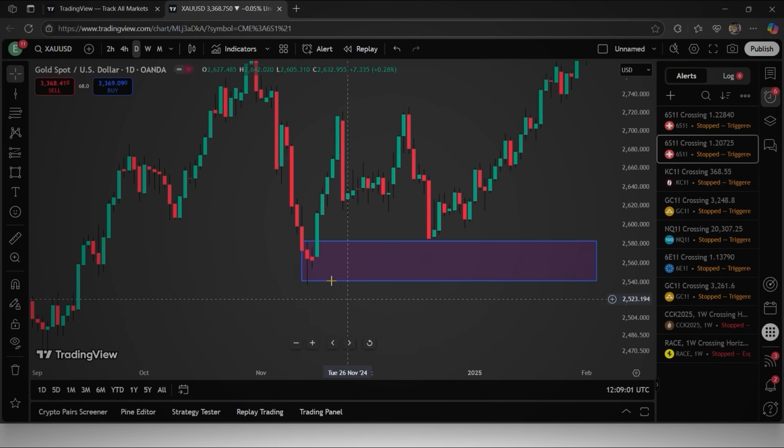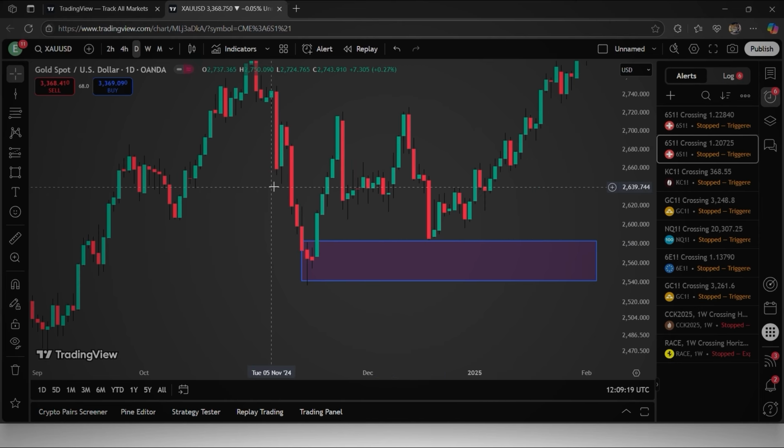And then the next time that price comes back into this demand level, we can expect price to have a reaction. So the chart went up, down, a bit sideways, it went up again, and then it went down into our demand level and it reacted from there.